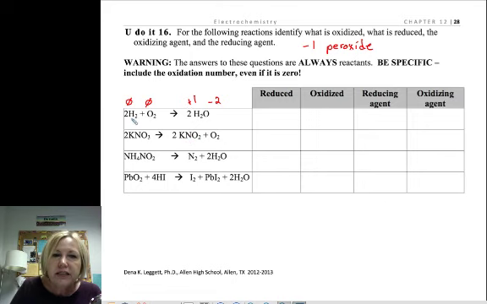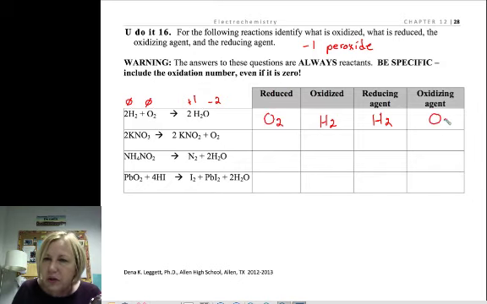Now, hydrogen went from 0 to +1. It became less negative, so it lost electrons. So hydrogen was oxidized, which makes hydrogen the reducing agent. Oxygen is reduced, which makes O2 my oxidizing agent.